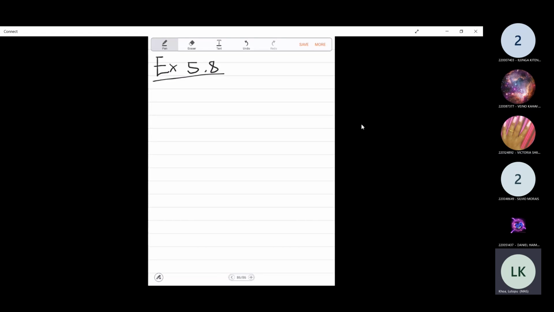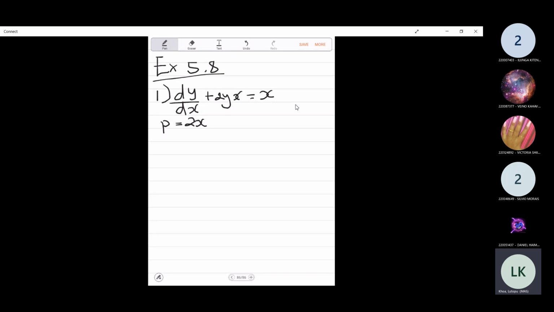Okay, let's start with number 1. We have dy dx plus 2yx is equal to x. Okay, so this is already in standard form. So from here we can see that our p is equal to 2x.